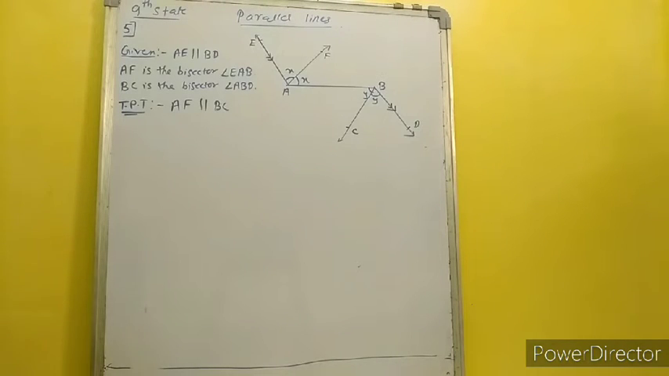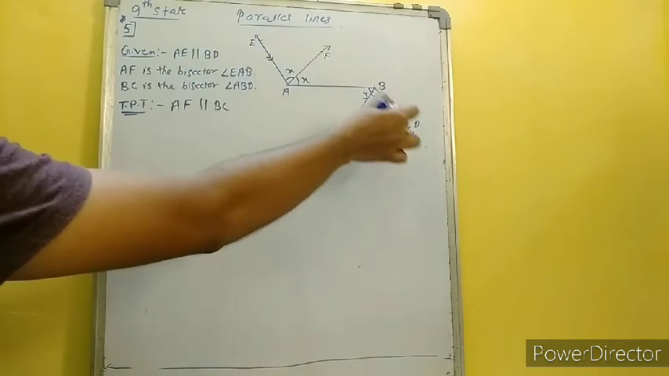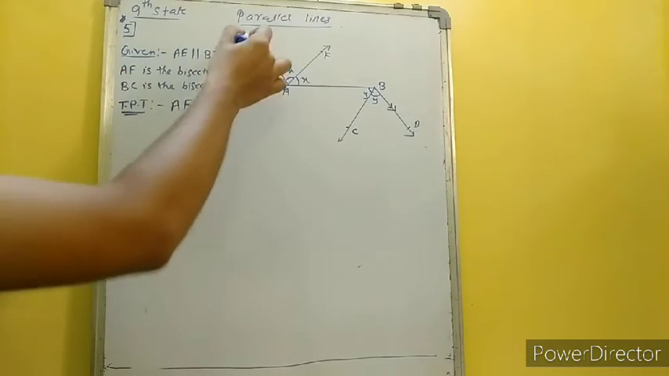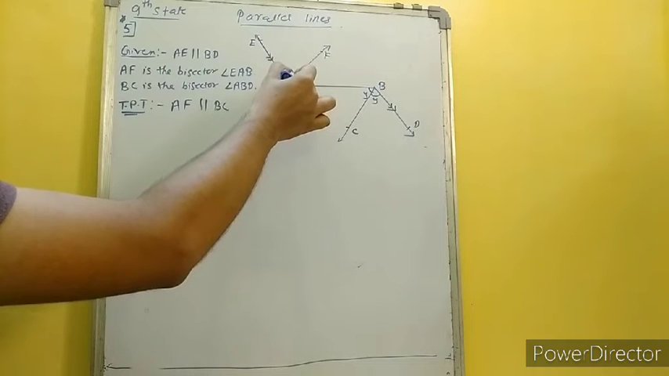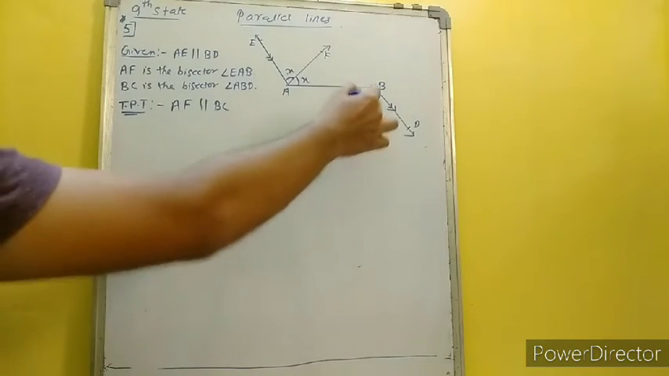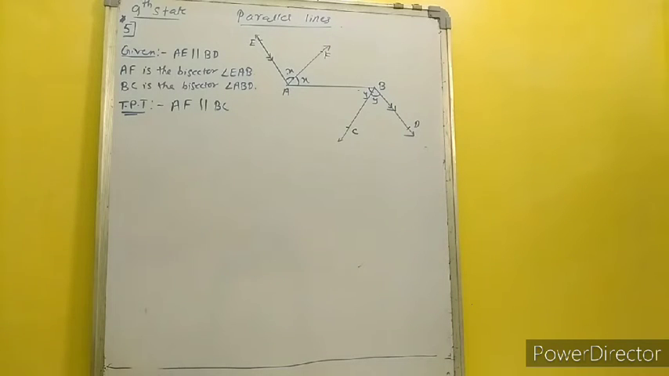Okay, so star mark this fifth question of exercise 2.2. It is given that AE is parallel to BD, means this line is parallel to this line. AF is the bisector of angle EAB, and bisector means it divides the angle into two equal parts. Both the equal parts are X, which is already given in the textbook. BC is the bisector of ABD, therefore this is Y and this is also Y. So angle ABC and angle CBD are equal to Y.